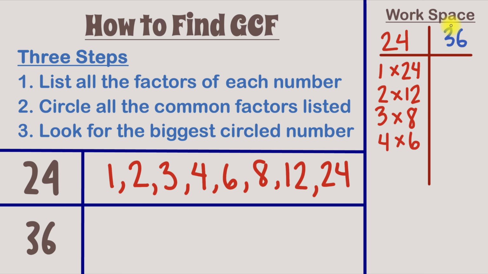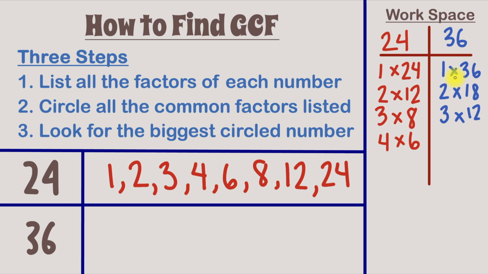Now let's write all of our factors for 36. And again, the best thing to do is to start with the number 1 and itself. So I'll write 1 times 36. And then we'll go to 2. 2 can go into 36 because 2 times 18 will give us 36. How about 3? Yeah, 3 can go into 36. And 3 times what gives us 36? Well, that's 12.